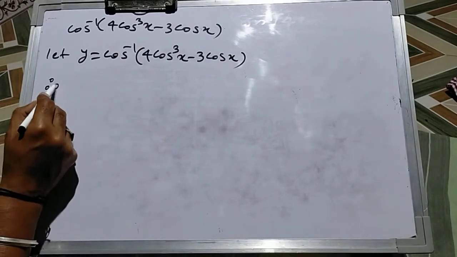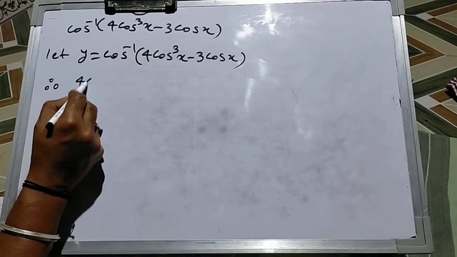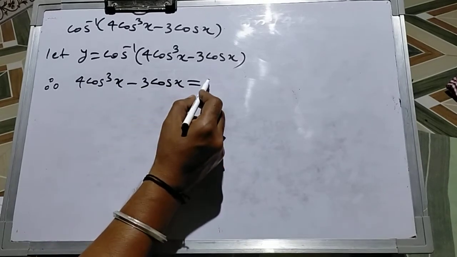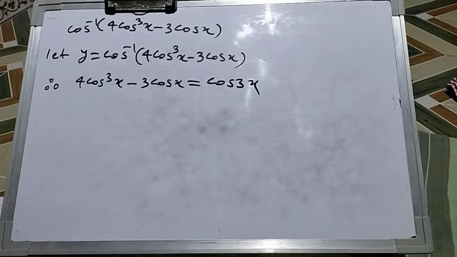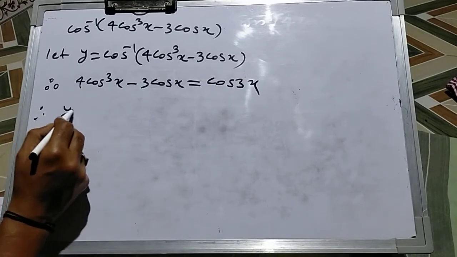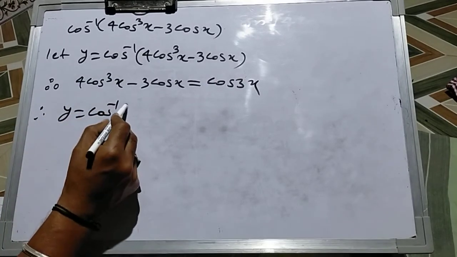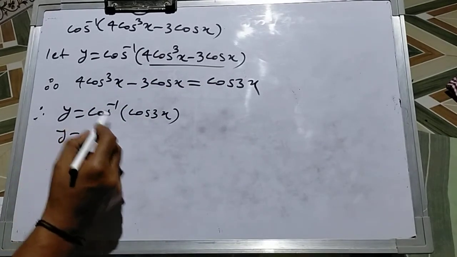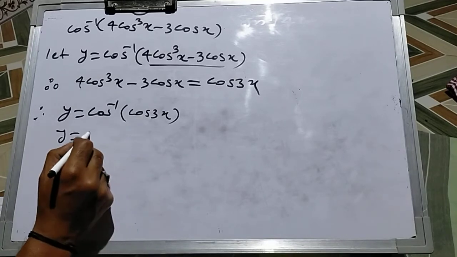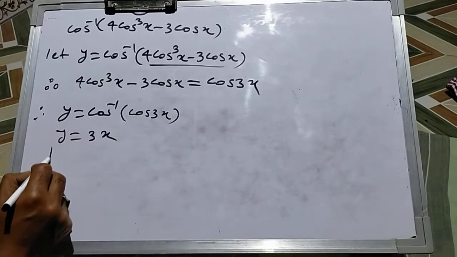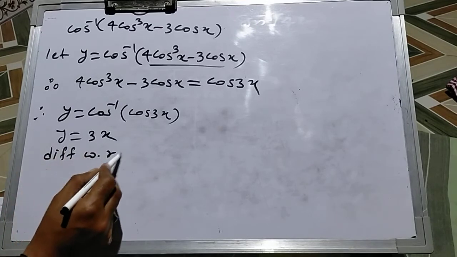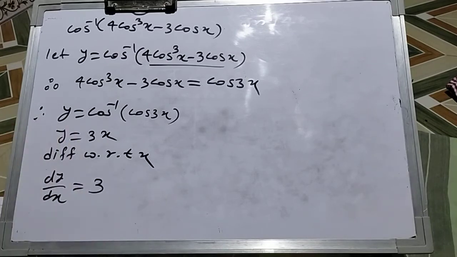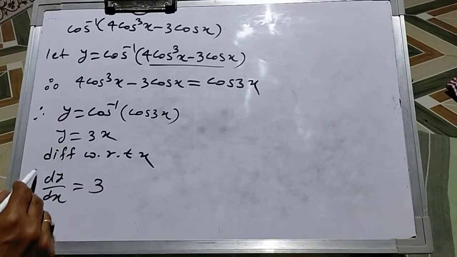So therefore here we know 4 cos cube x minus 3 cos x is equals to cos of 3x. So therefore y is equals to cos inverse of cos of 3x. So y is equals to cos inverse of cos of theta means theta. So here y is equals to 3x. Now differentiate with respect to x. So dy by dx is equals to 3 and derivative of x is 1.